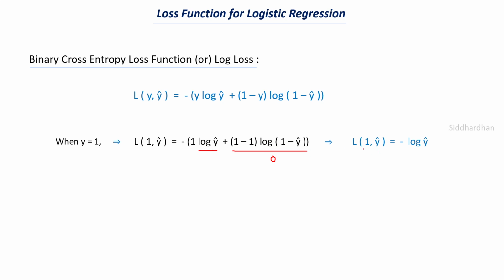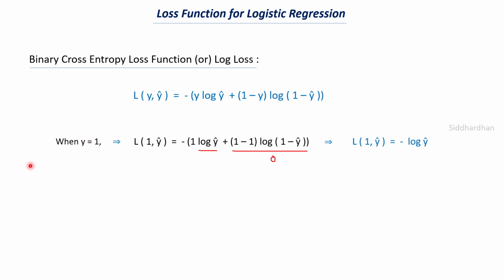So L of 1 comma y cap, whenever the y value is equal to 1, your loss function will be minus log of y cap. So we have two terms, and whenever y value is equal to 1, the second term will be 0, and you will have only this term. So you will get a loss function L of 1 comma y cap is equal to minus log y cap.